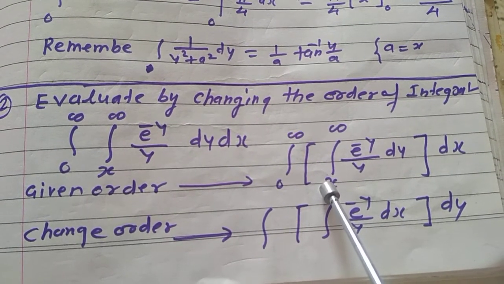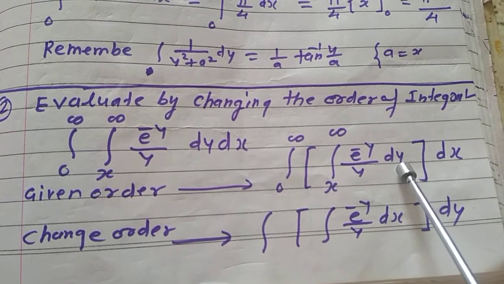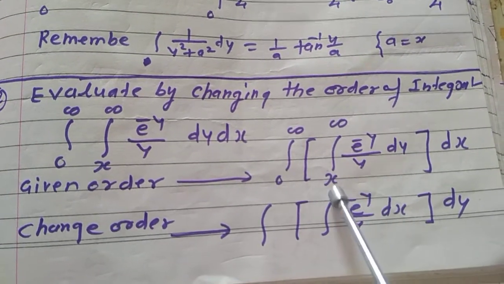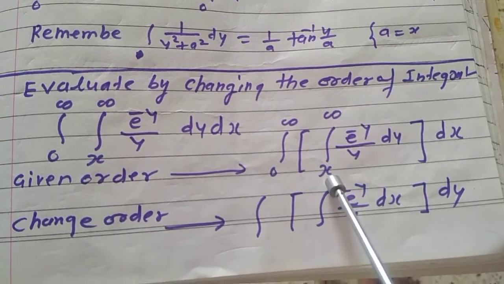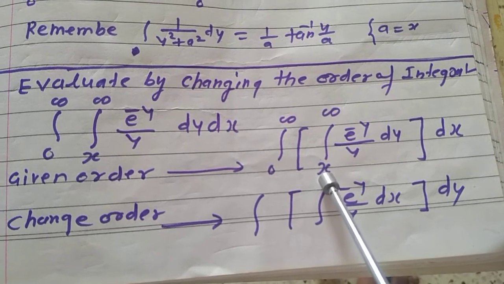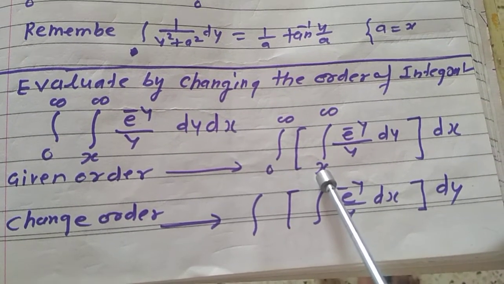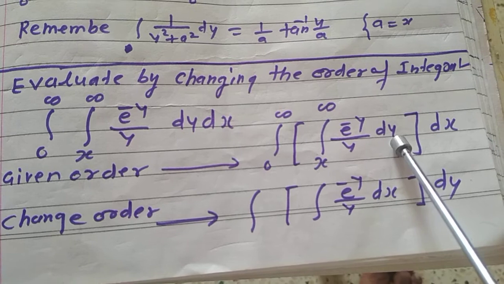Limits are in terms of x. That's why the first integration is with respect to y. Remember this. This is the most important part in changing the order of a problem. Because when your inner limits are in terms of x, it means your integration is with respect to y, then dx.